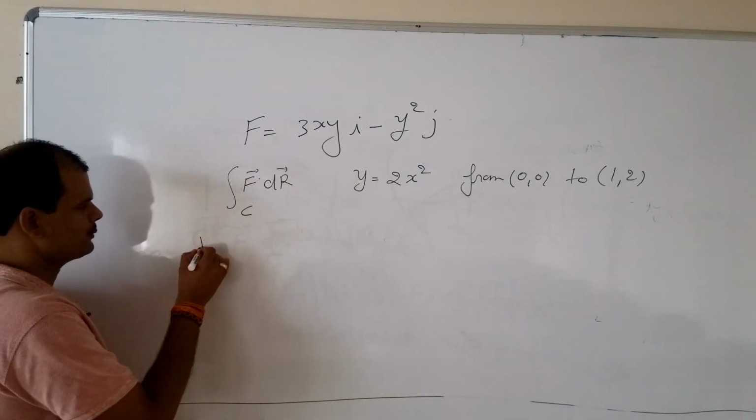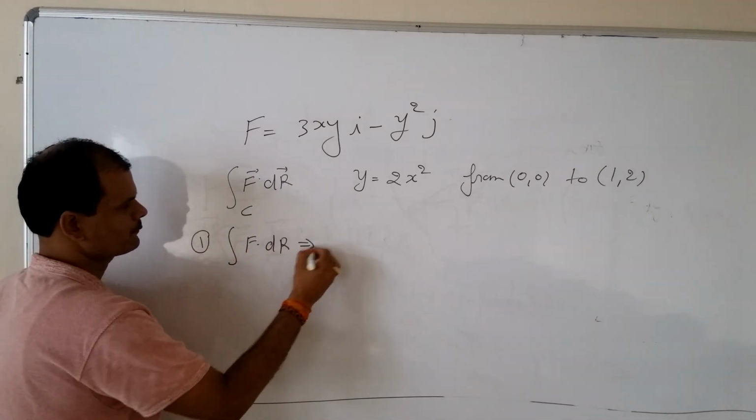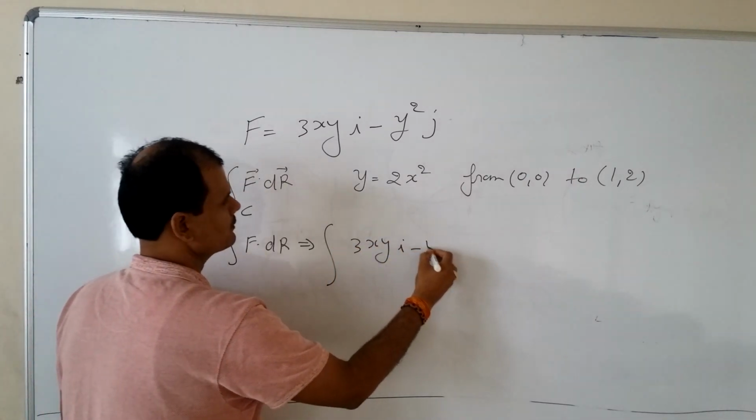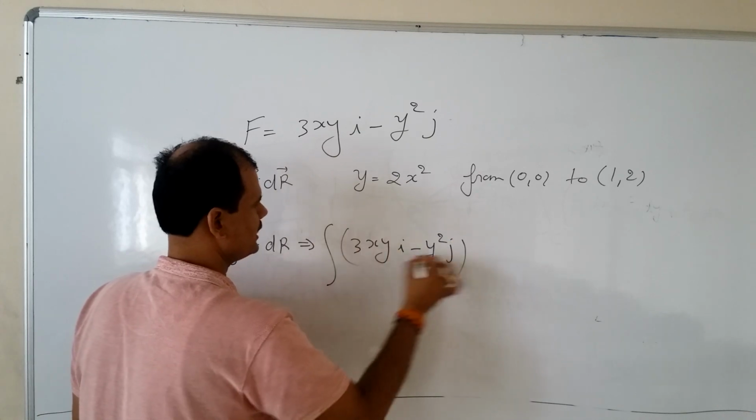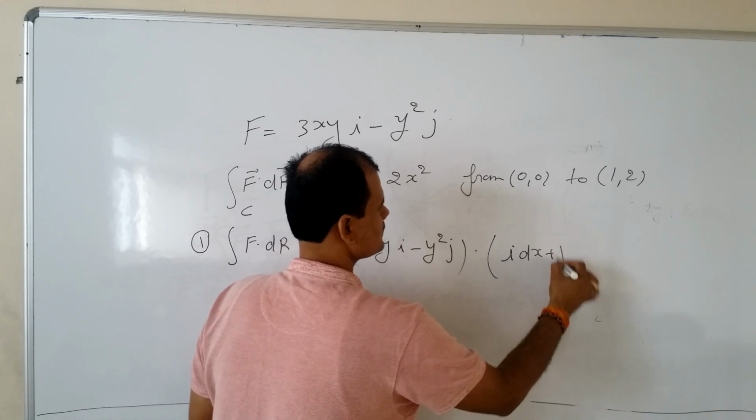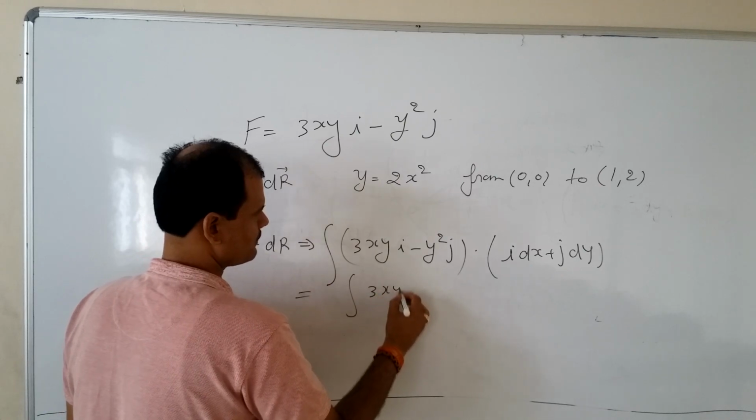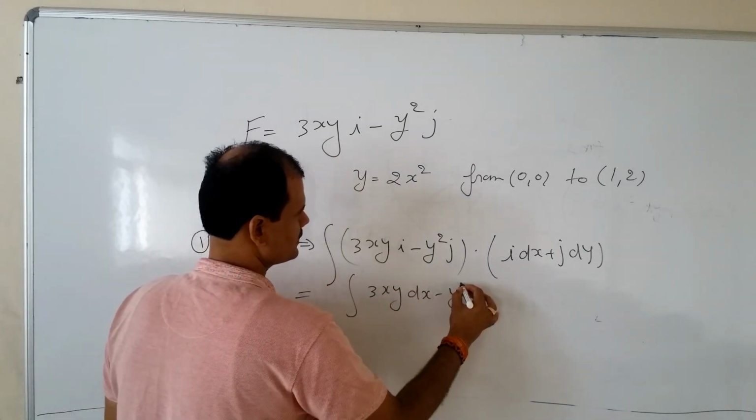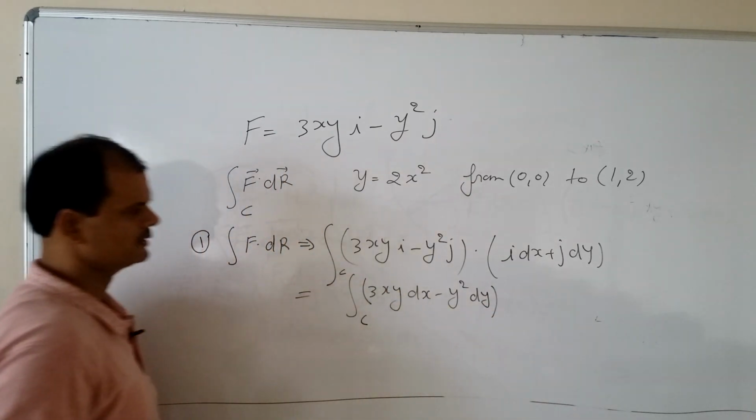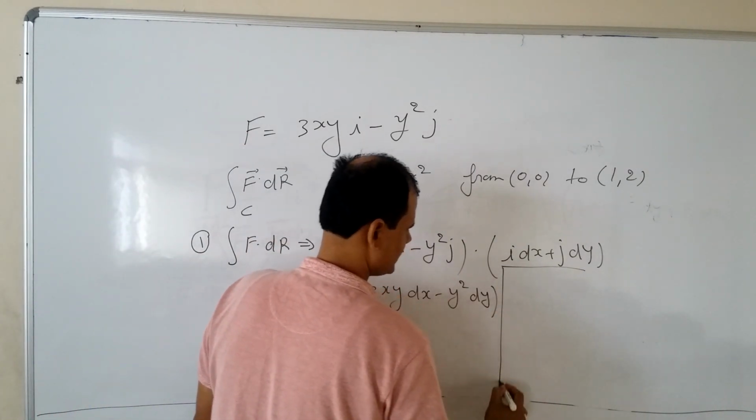Okay, so first we will find out f dot dr. Here f is 3xy i minus y square j, dot dr. dr will be i dx plus j dy. So this will be 3xy dx minus y square dy, along the curve C.